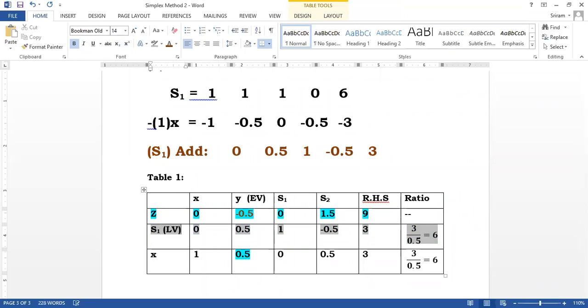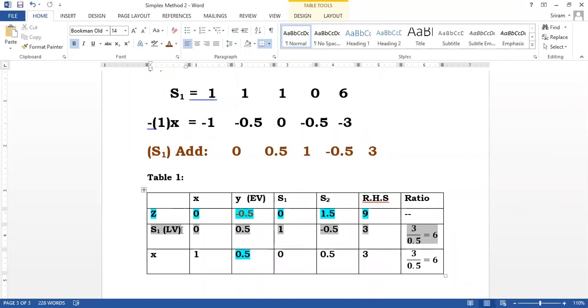We are going to continue the process that we did before as it is. First, we check the Z value. In Z, we have a negative number. We take that negative number as the entering variable. We take the corresponding right hand side and divide by the pivotal column element. Here we have 3.